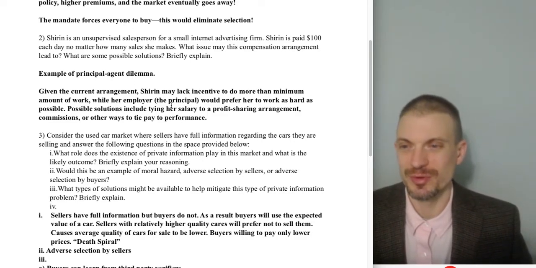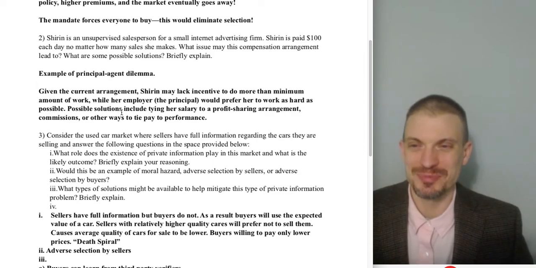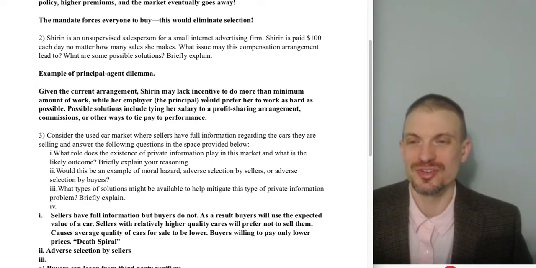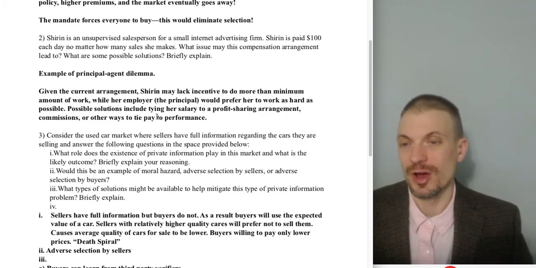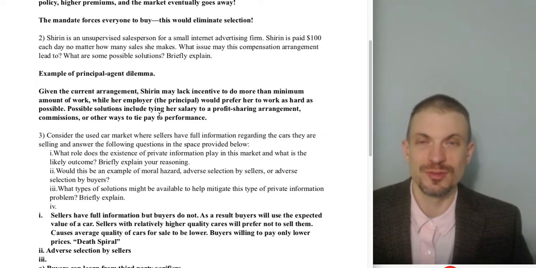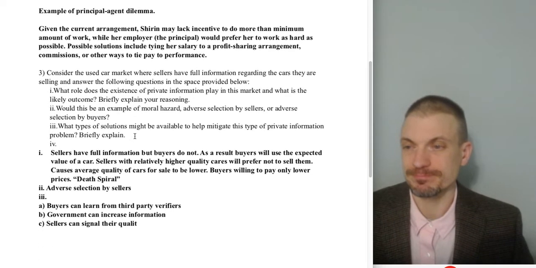That's exactly what we're trying to avoid. Possible solutions involve tying salary to a profit-sharing arrangement, commissions, or other ways to tie pay to performance. In my amusement park example, if they had paid me per ticket that I brought back to the office, then I would have had an incentive to have more people go on the ride.